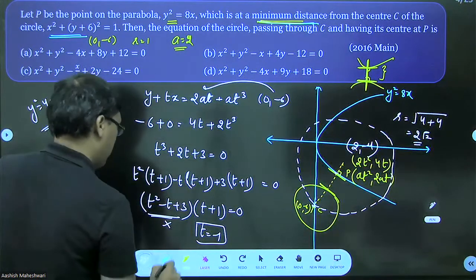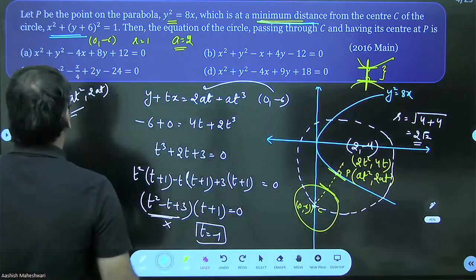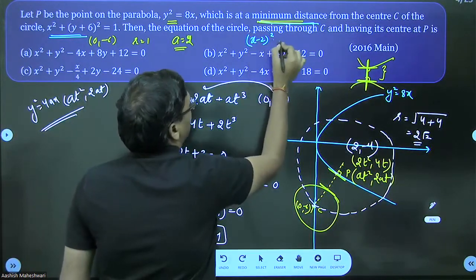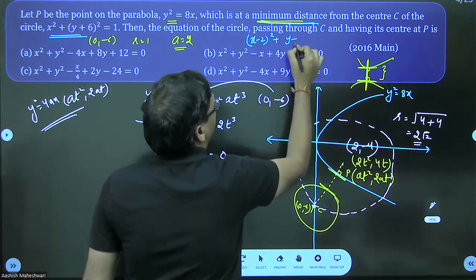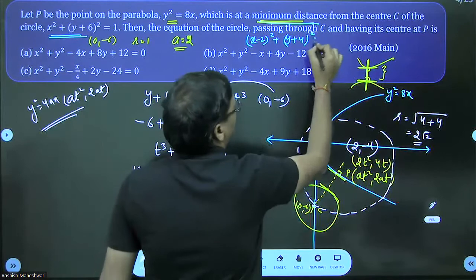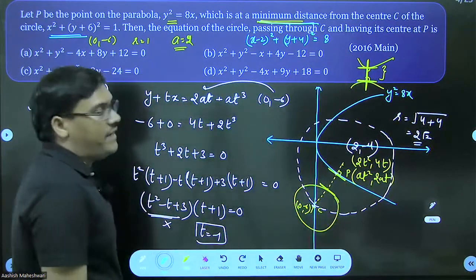So I just write the equation of the circle. Center is 2, -4. Let me write it here. This is x minus 2 whole square, y plus 4 whole square. Center is at P. Okay. This is equal to (2√2) square, which is equal to 8.